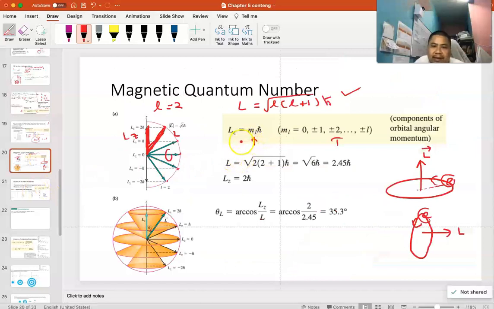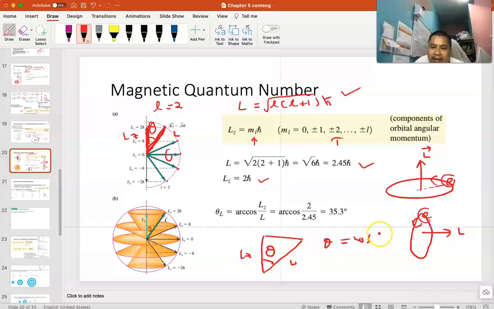Dan kalau kita ambil contoh 2, magnitude angular momentum dia ialah 2.45 H bar, dan komponen dia ialah 2 H bar. Dan kita boleh ukur sudut ni kat sini. Sudut dia berkaitan dengan LZ. Ini ialah L, ini ialah theta. Jadi kita boleh buat formula dia. Theta sama dengan cos inverse LZ divide by L.